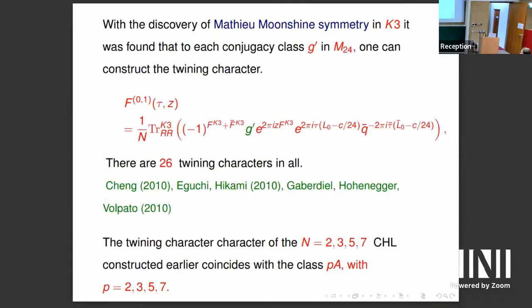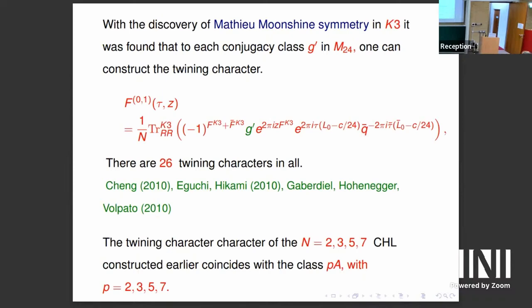So with the discovery of Mathieu Moonshine, there's an organization to this which happened. It was found that for every conjugacy class of M24, somehow the full K3 elliptic genus could be written in terms of a sum of characters, where all those numbers are dimensions of irreducible representations. Now, for every conjugacy class G prime of M24, one can construct this twining character, which is basically one of these insertions, right?